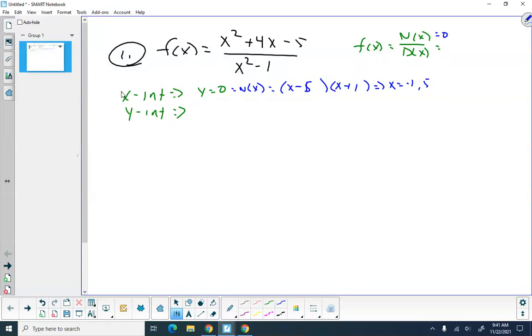Our y-intercept is where x is equal to 0. So wherever I see an x, I'm putting in a 0. So we have 0 plus 0 minus 5, so we have -5 over 0 minus 1, which is -1. So we have a y-intercept at a value of 5.